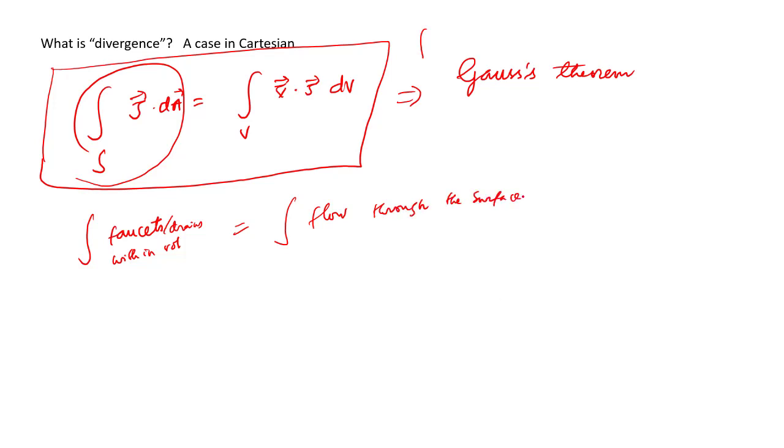That's why we say divergence is describing the net flow. So that's the fundamental theorem of divergence, or Gauss's theorem, right? Now we can look at the Cartesian coordinate system and see how to derive divergence in such a Cartesian coordinate system.